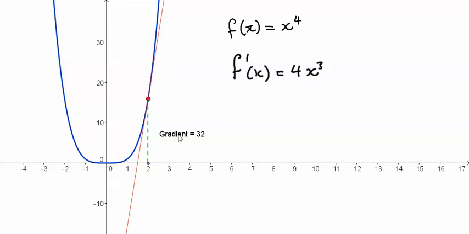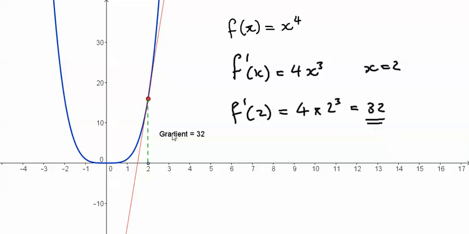Right, now let's do the same process again. Let's say I wanted to work out the gradient at this coordinate, which is 2 across and 16 up, this red dot here. So what's the gradient at x equals 2? I would do f dash of 2 and work that out. So I'll do 4 times 2 cubed. 2 cubed is 8, and 4 times 8 is 32. And what does the computer say? The gradient at that point is 32.